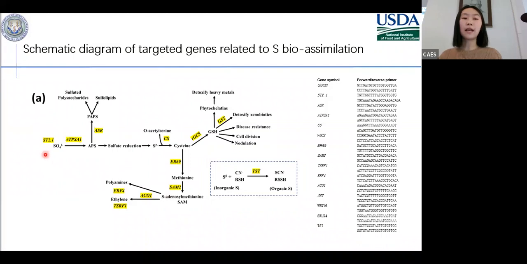So it starts from here, where the sulfate is taken up from the root into the plants, and then goes through these pathways to form different sulfur-containing metabolites inside the plant tissues. All these yellow genes we designed primers for ourselves, to analyze the expression of these genes within the sulfur bioassimilation pathway, to see what happened and how the nanosulfur, coated nanosulfur and bulk sulfur differently affect this process.